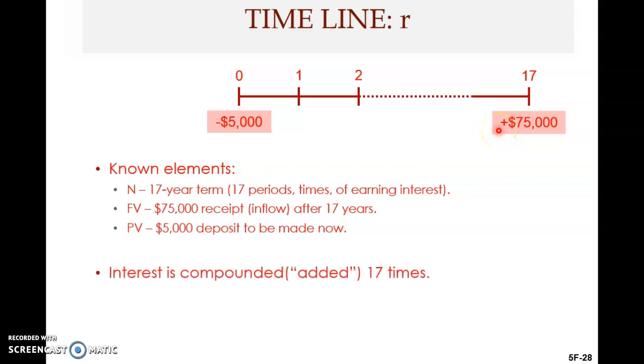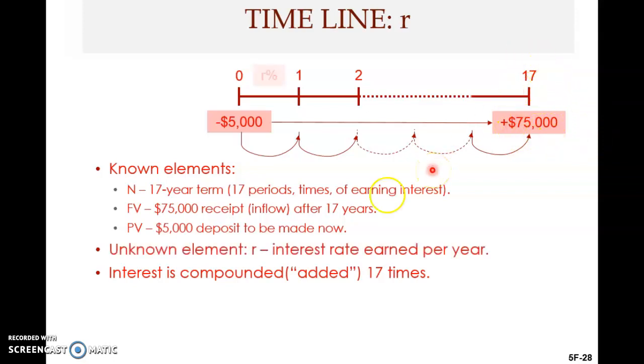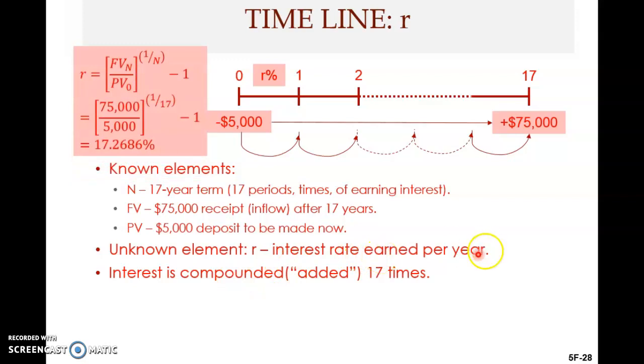Now the unknown element. Interest is compounded or added 17 times, so that your principal grows from 5,000 to 75,000 at the end of 17 years. So the unknown element is the interest rate earned per year, and this is how you solve it, and you find that this interest rate is roughly 17.27%.